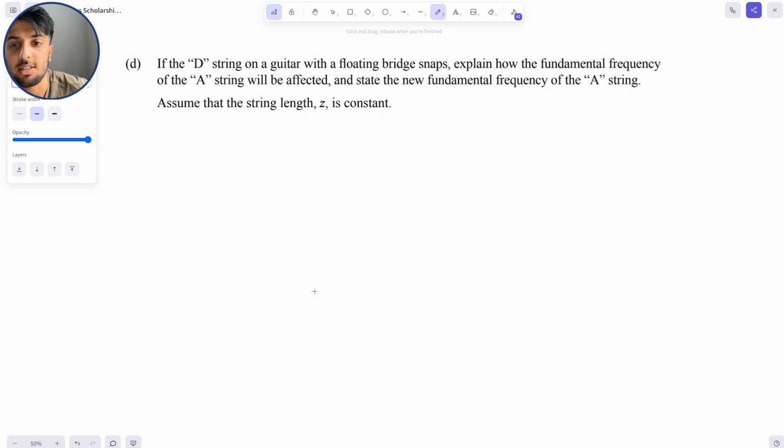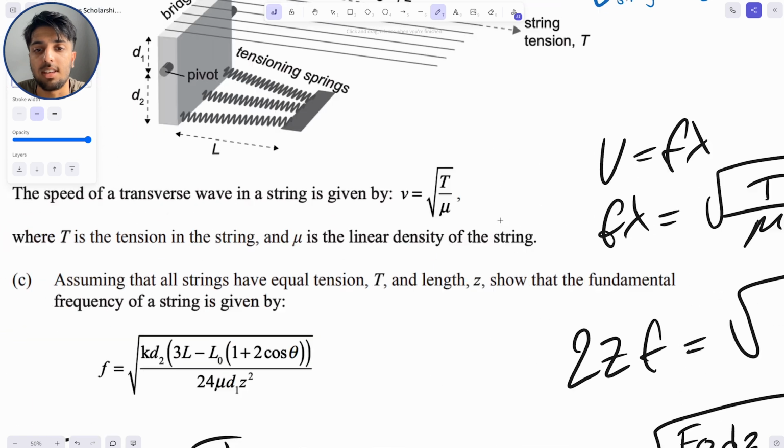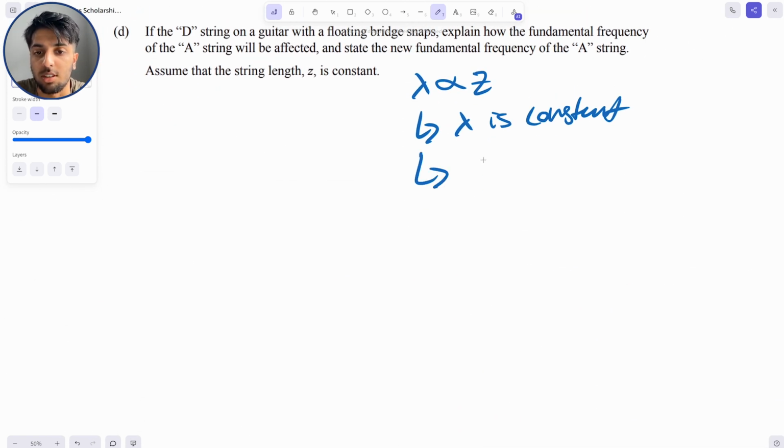Okay, so in this scenario, the D string snaps, and we need to explain how the fundamental frequency on the A string will be affected. So first of all, if the length is constant, we know that wavelength is directly proportional to the length, so in this case z. So if z is constant, then we can say that lambda is constant as well. And also because the length is constant, we know that the linear density, which is mu, will also be constant. So therefore, mu is constant also.